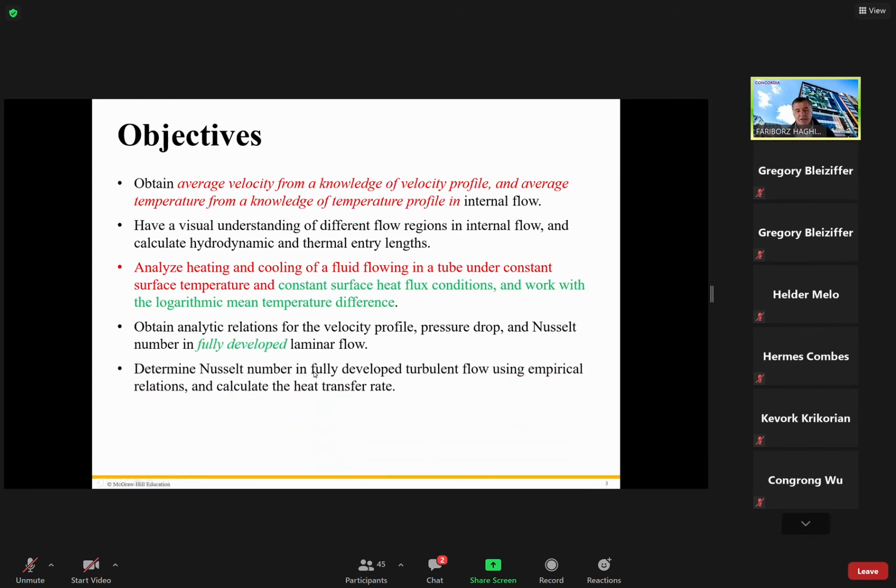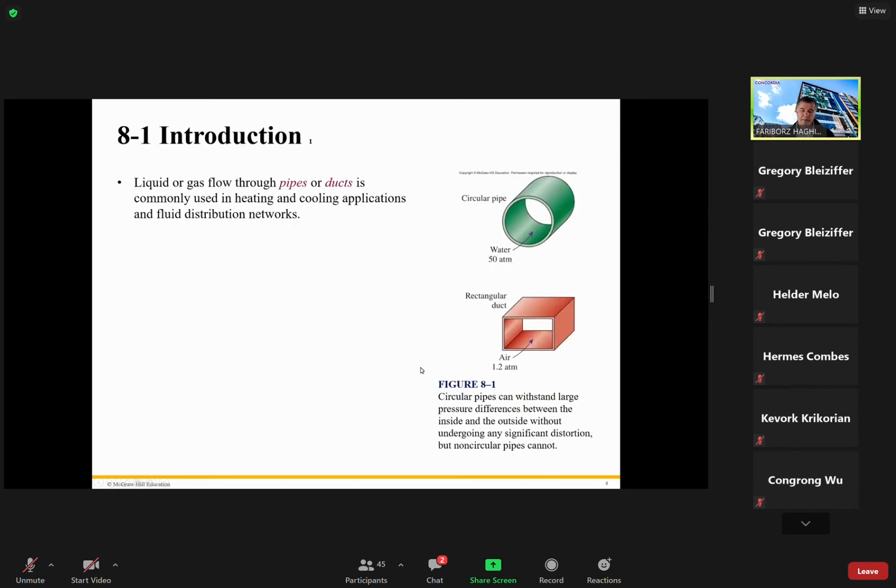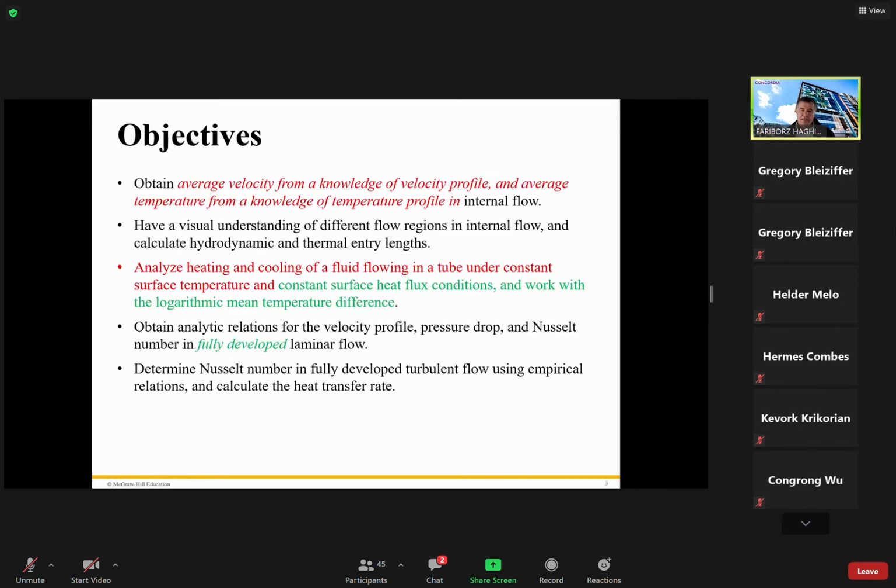Then we determine the Nusselt number for fully developed turbulent flow by empirical means. Look at here, we are trying to develop an analytical technique, but here again, through experimental work, we use an empirical technique to find a way to define the Nusselt number for turbulent flow. Therefore, we hope we have some understanding when we finish this chapter. Again, we have to pay attention to the different topics that we are going to discuss, and one by one we are going to discuss them through the presentation.